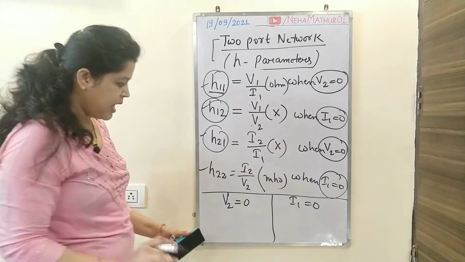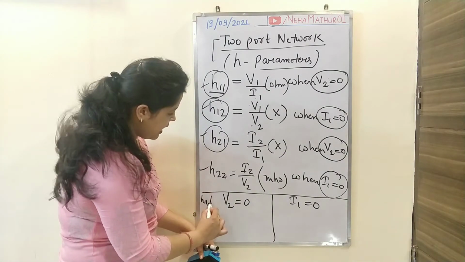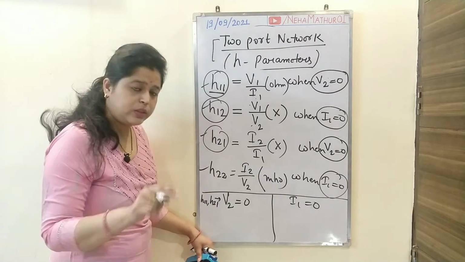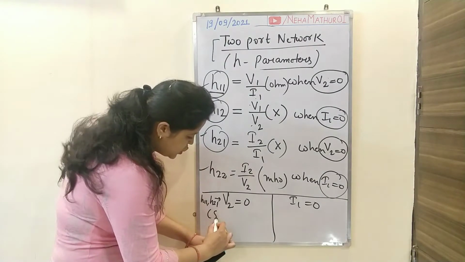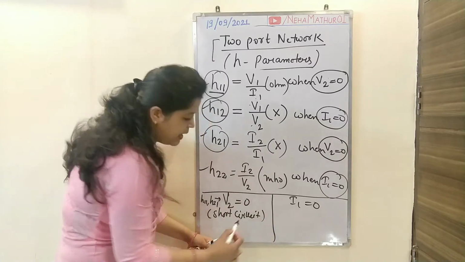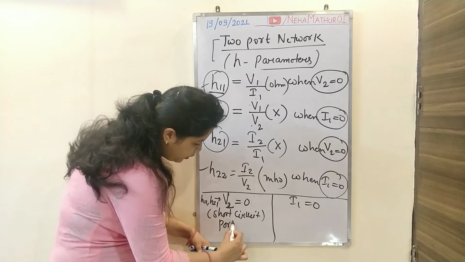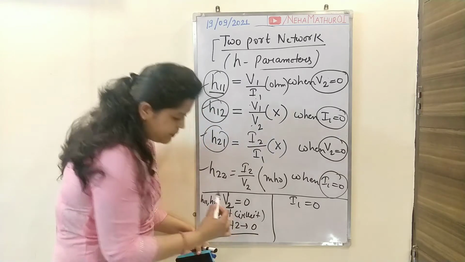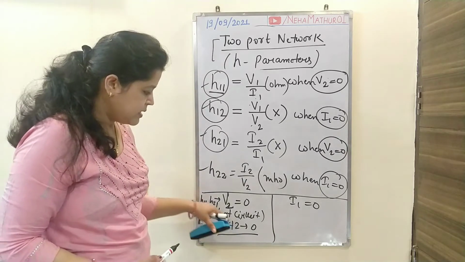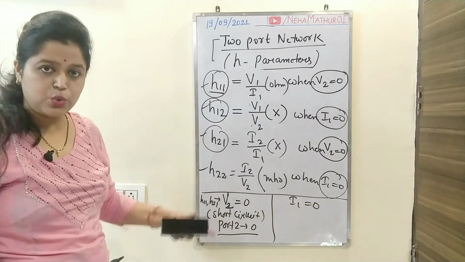So it is clear that for the calculation of H11 and H21, I am taking V2 is equal to 0. Voltage is going to be 0, that means we will have to short circuit the relevant port. And what about the number of ports? Since this is V2 is equal to 0, your port 2 is going to be short. That means by taking port 2 as a short circuit, we will be able to find H11 and H21.